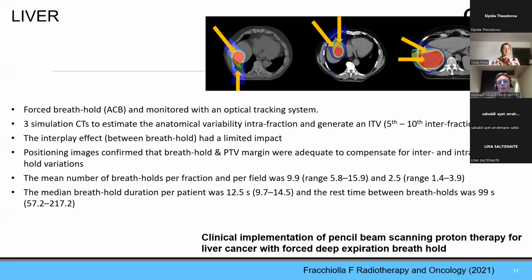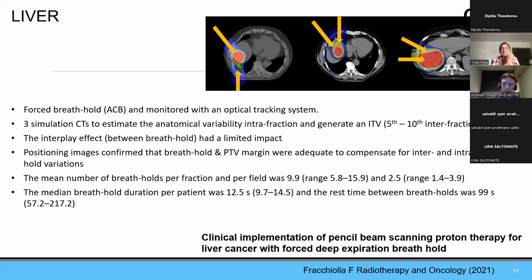So under the assumption that they would need more than a breath hold to deliver a full treatment fraction, or at least a full treatment beam. When doing the simulation, they were acquiring 3 simulation CTs in breath hold. In this case, patients were treated in maximum expiration. They used the 3 CTs to evaluate the intrafraction variation of the tumor position and tissue positions during one breath hold, and to define a target volume.